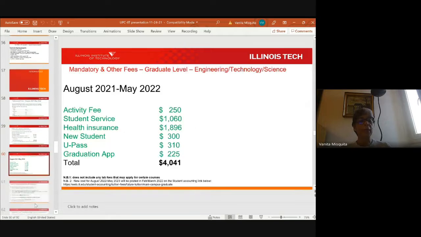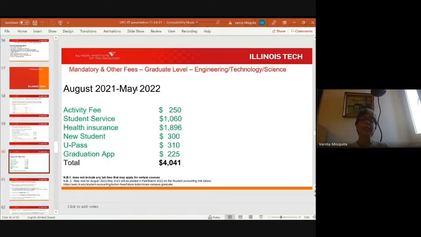Okay? There are mandatory and other fees. So for engineering, technology, and science, these are the fees for the year currently for the use of the lab and library. Health insurance is mandatory at Illinois Tech. And I know that in some of your schools, you also have a mandatory health insurance.